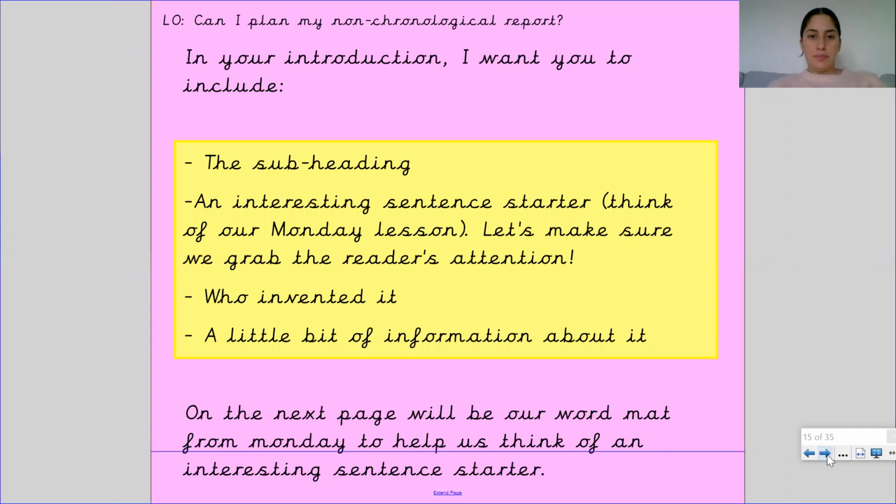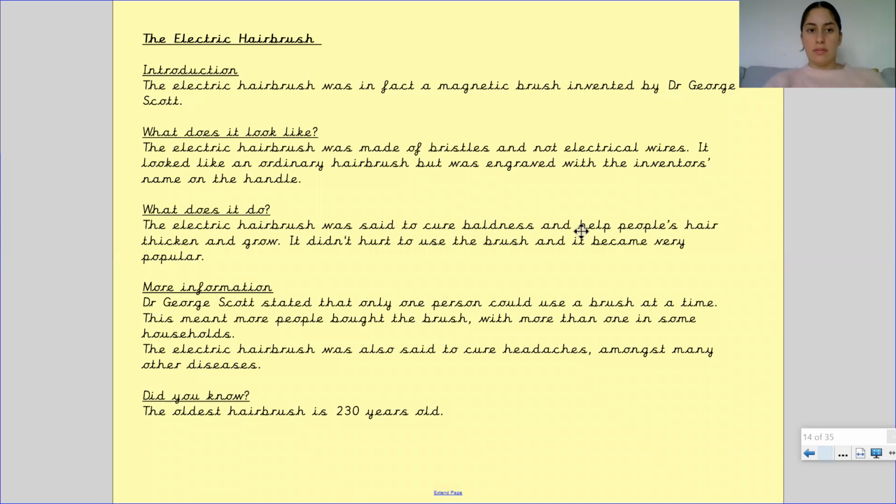So again, I want you to include in your introduction the subheading introduction, so that people know what information they're about to read by looking at the subheading.